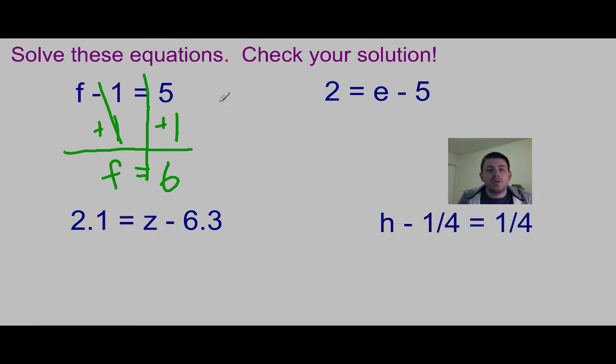Then you also need to do your check. Put in 6 in place of f. Minus 1. Is that really 5? Well, yeah, 6 minus 1 is 5. So we're good.